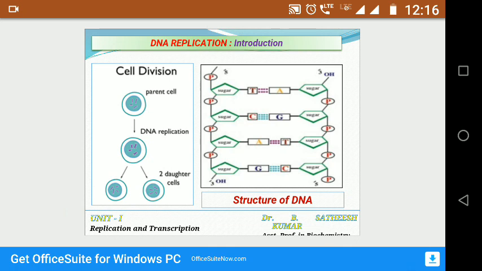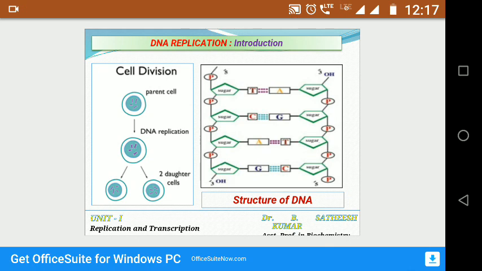In DNA structure, we will have two strands running in opposite direction. They are two anti-parallel strands. Each strand contains deoxyribonucleotides as monomeric units, and they will be joined to each other by means of phosphodiester bonds to form a single strand. One strand interacts with another strand by means of hydrogen bonds.